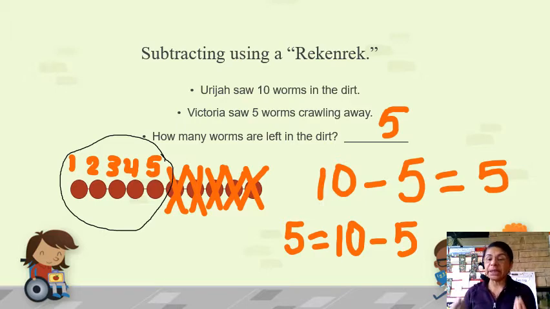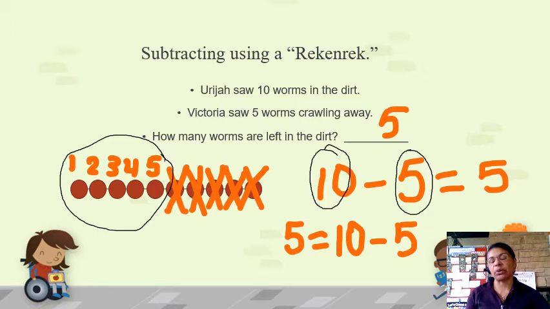How many worms are left in the dirt? 5. But because I know that I always have to show how I get the answer, and we practice with drawing it and solving it at least 3 different ways, I also went ahead and wrote the 10 that Uriah had. I subtracted the 5 that Victoria saw crawling away, and I got 5, because 10 subtract 5 is the same as 5. 5 is the same as 10 subtract 5. So right here, we use the rec and rec to solve this story problem.